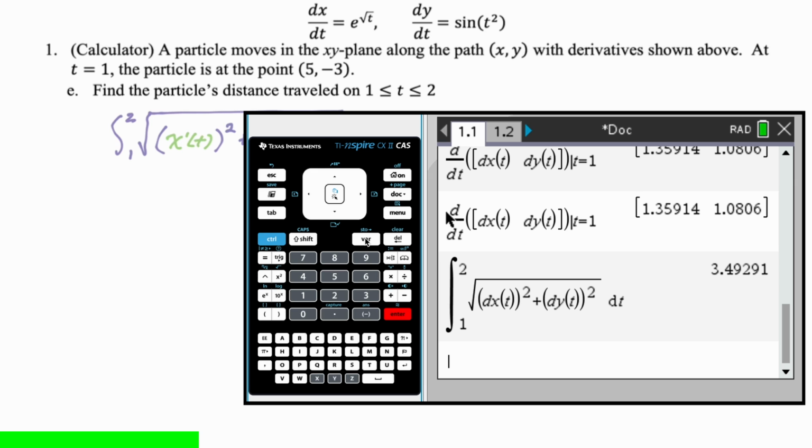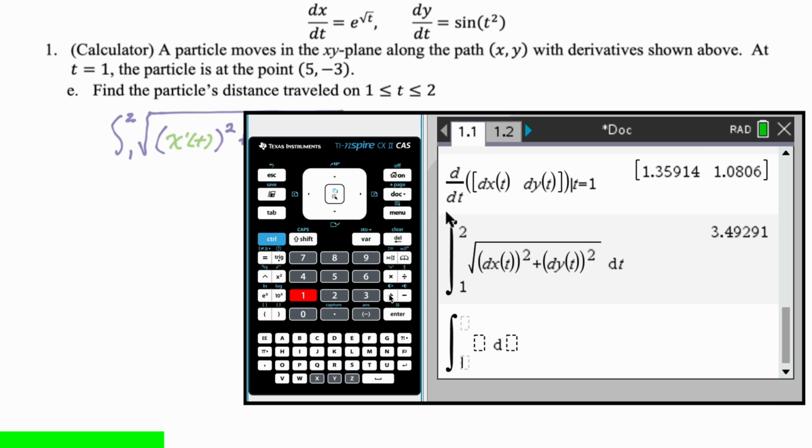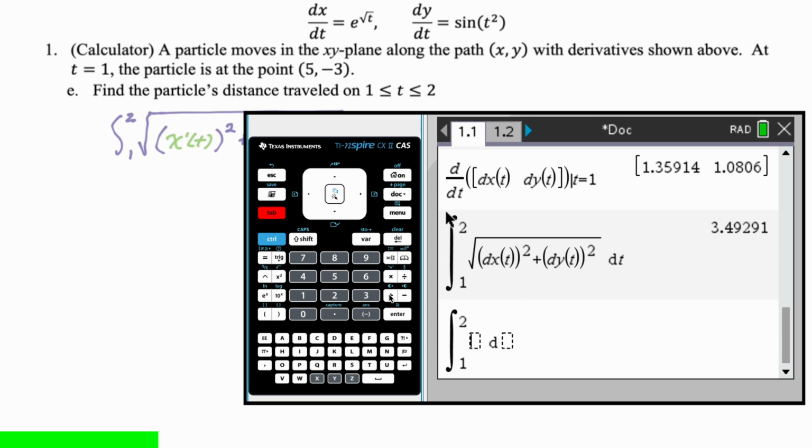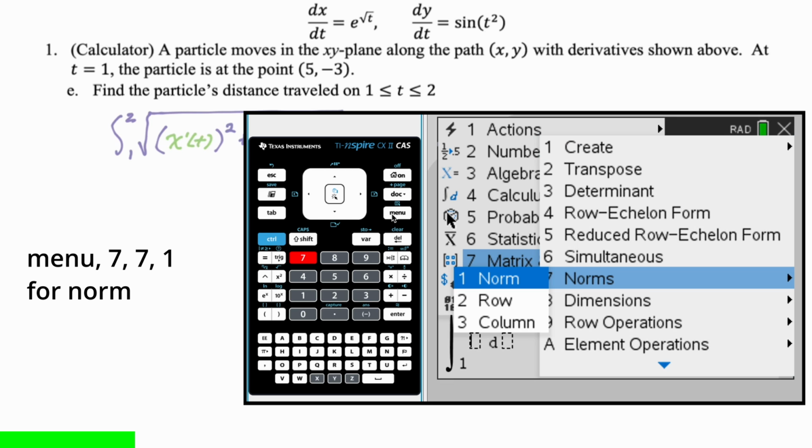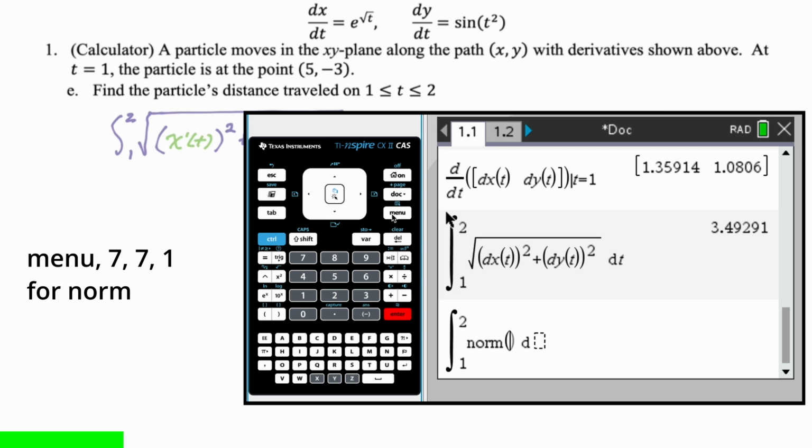We get 3.49291 or 3.493. Okay, that's how I think most people would do it. A slightly, potentially faster way, if you remember it and if you're into doing this, would be same thing here. And then what I'm going to do is I'm actually just going to ask the calculator to find the norm of the velocity vector. So that's going to be menu 7 for matrix and vector, option 7 for norms, and then in there you want option 1 for norm. So that's a little weird, but I want the norm of the velocity vector.